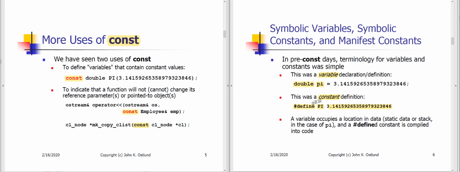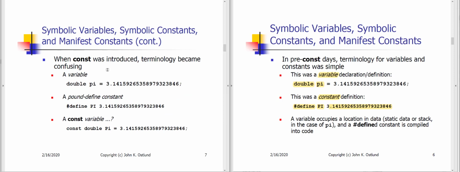A constant, on the other hand, merely identified that a certain token should be replaced with some other sequence of characters. You can still use pound define constants in C++, but people tend not to. Okay, so with the introduction of the const keyword, we now had two different ways of defining constants. We had the pound define mechanism and the const keyword mechanism.